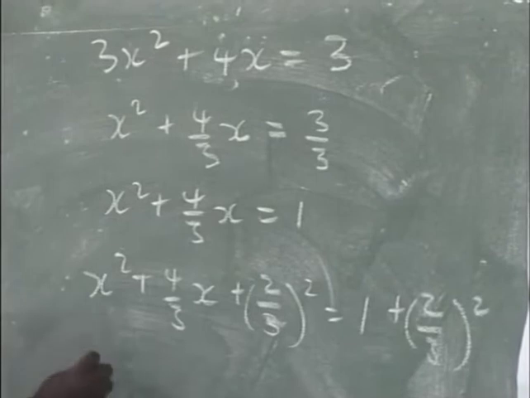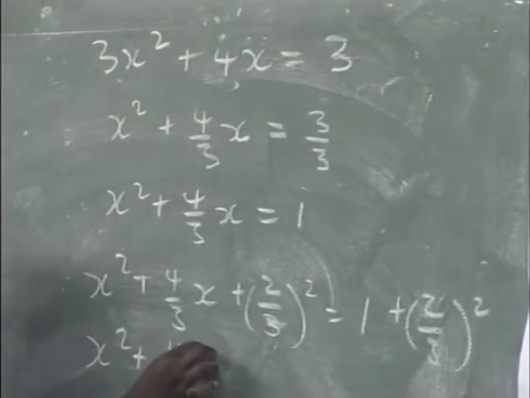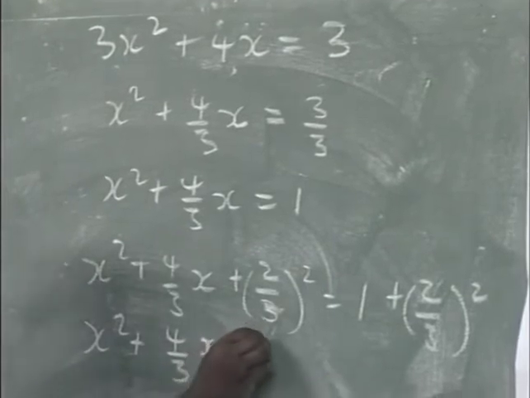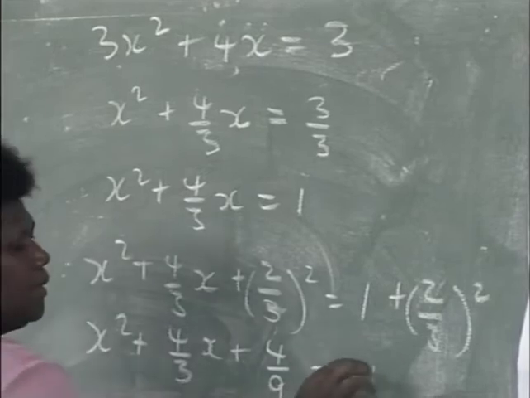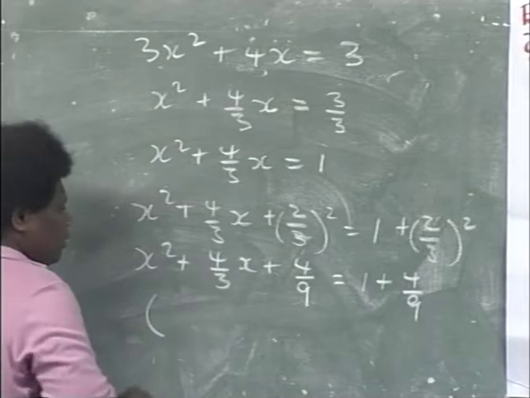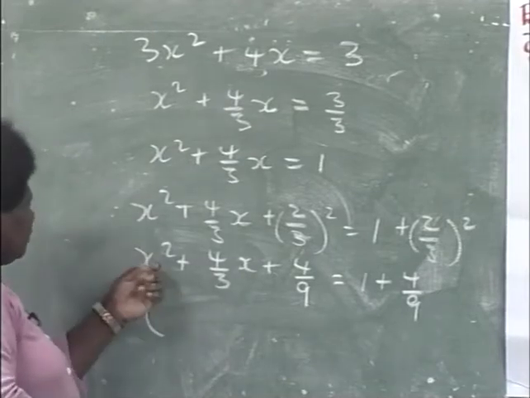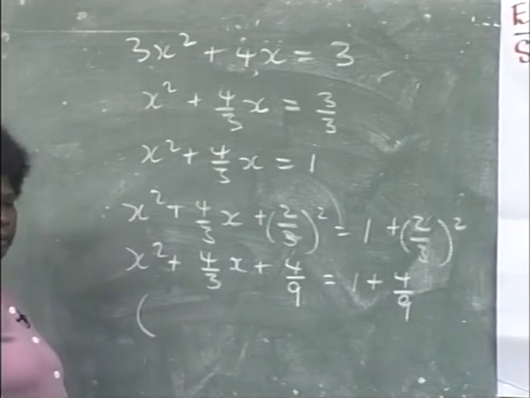Okay, so now I get this, and if I expand, I get x squared plus 4 on 3x plus 4 on 9 equals 1 plus 4 on 9. Now I have to factorize. Solomon, how can I factorize x squared plus 4 on 3x plus 4 on 9? Give him the mic.